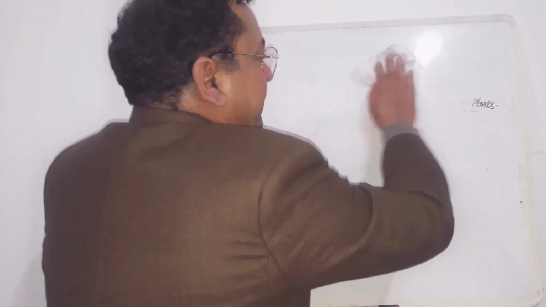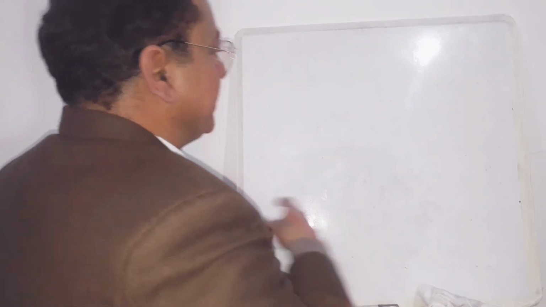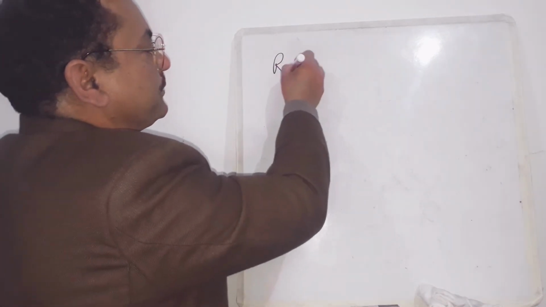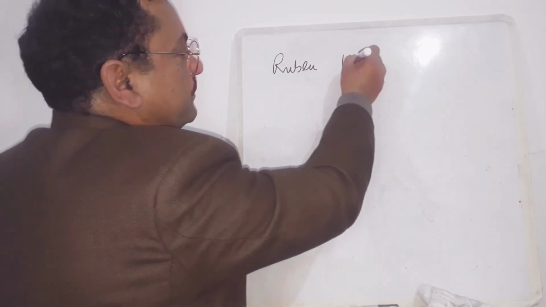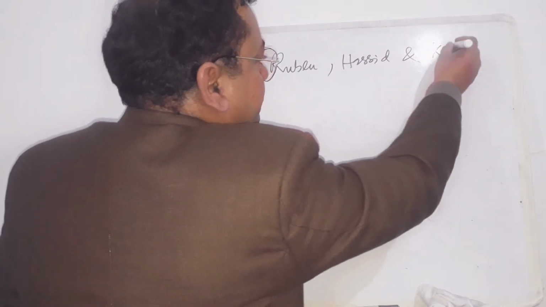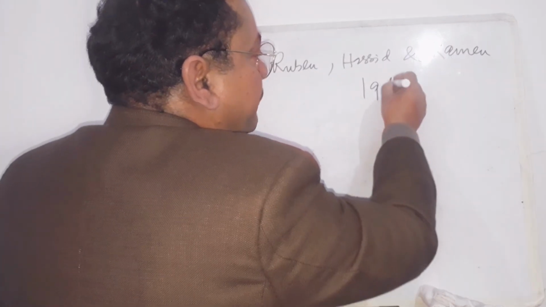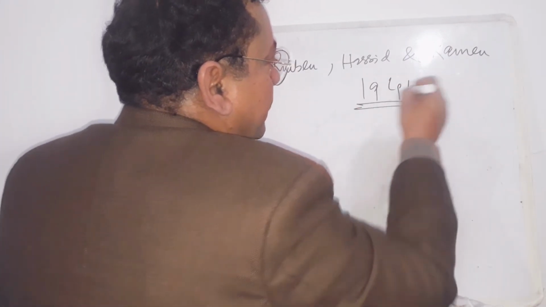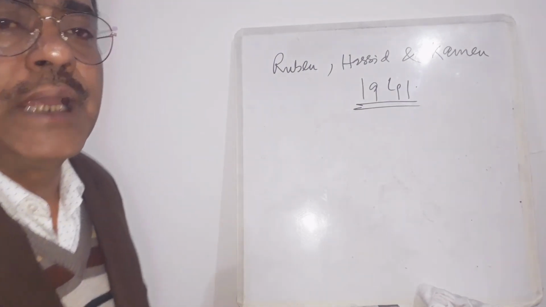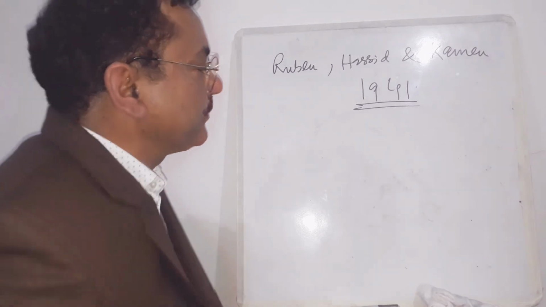Then another experiment was carried out by some workers, namely Reuben, Hossid, and Kamen, in 1941. These 3 workers took a green alga belonging to class Chlorophyceae.